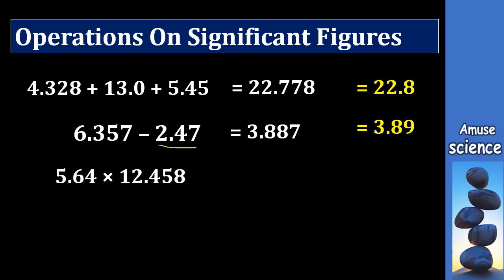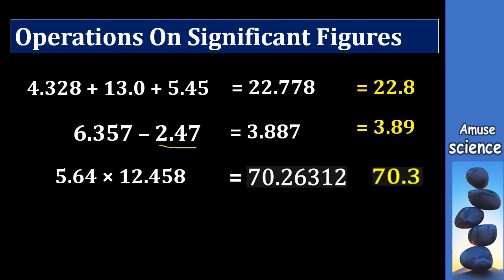Let's do a multiplication. 5.64 multiplied by 12.458. We are going to get 70.26312. Our answer is too lengthy, even more than the number of significant figures in the question given. Now the least number of significant figures is 3. So let's write our answer in 3 significant figures. We are going to get 70.3. Let's take a division.